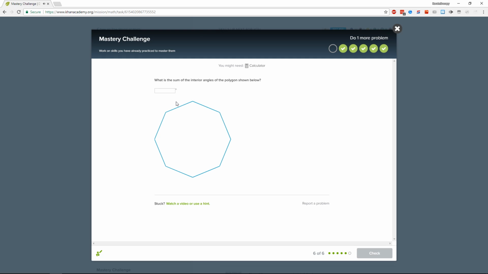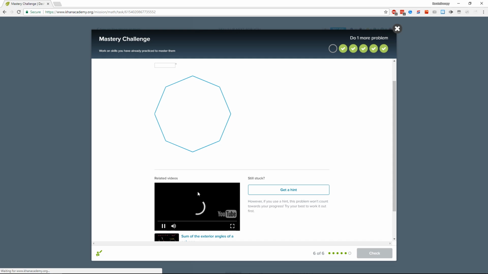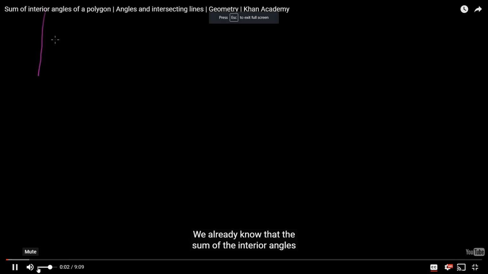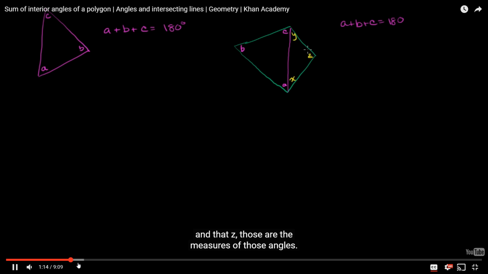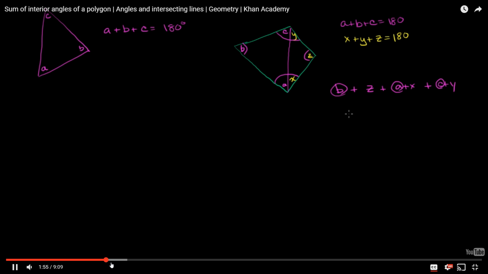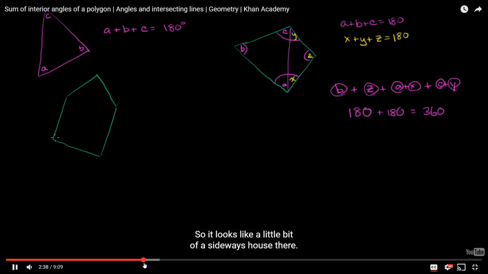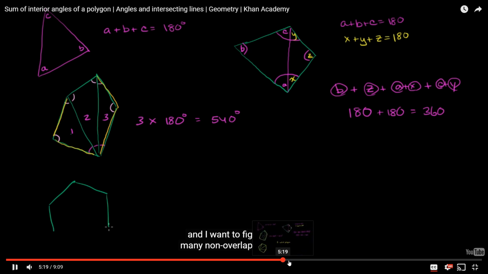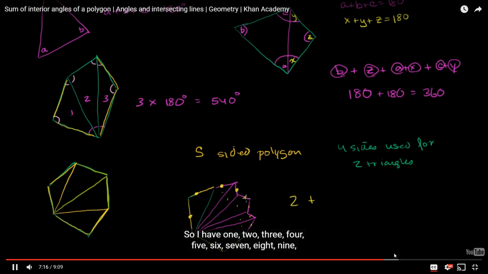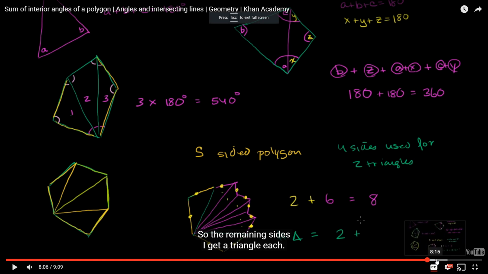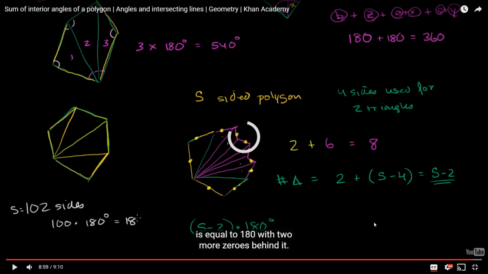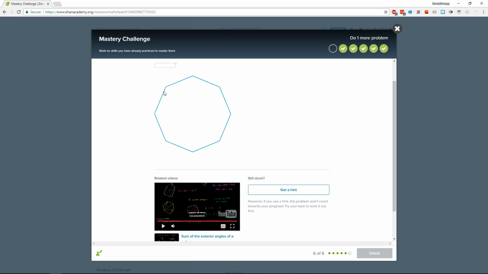What's the sum of the interior angles? Let's watch a video about how to sum the interior angles. We already know that the sum of the interior angles of a triangle add up to 180. So figure out how many of those triangles. So I think he said it was number of sides. Got it. So it's number of sides minus 2, times 180. Yeah, because you basically triangleify everything.